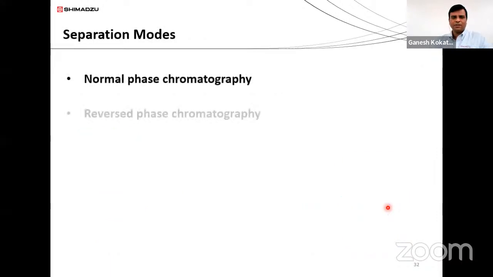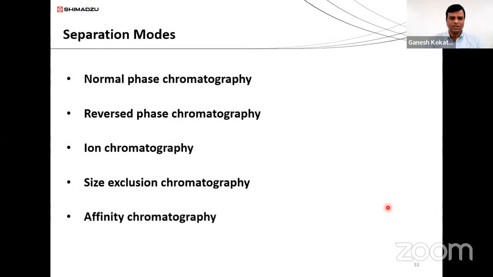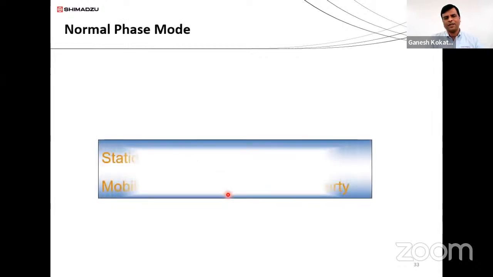So in separation mode, there are different modes, but today, as a time concern, I'm not going into detail about all the modes. We are focusing on normal phase, reverse phase, ion chromatography, obviously some size exclusion as well, and affinity. So there are different separation modes. What are those different separation modes? What is normal chromatography all about?